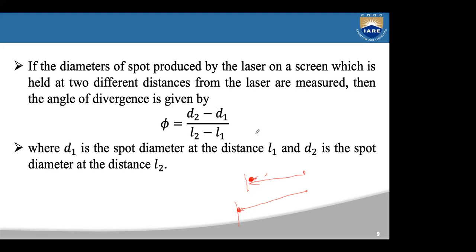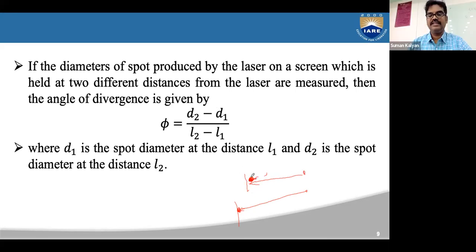So if you take different lengths and calculate the diameter of the spot, then the divergence is given by this value. Phi is equal to (d2 minus d1) by (L2 minus L1), where d1 and d2 are the spot diameters at L1 and L2. This value will be equal to 10 power minus 3 radians in the case of a helium neon laser.